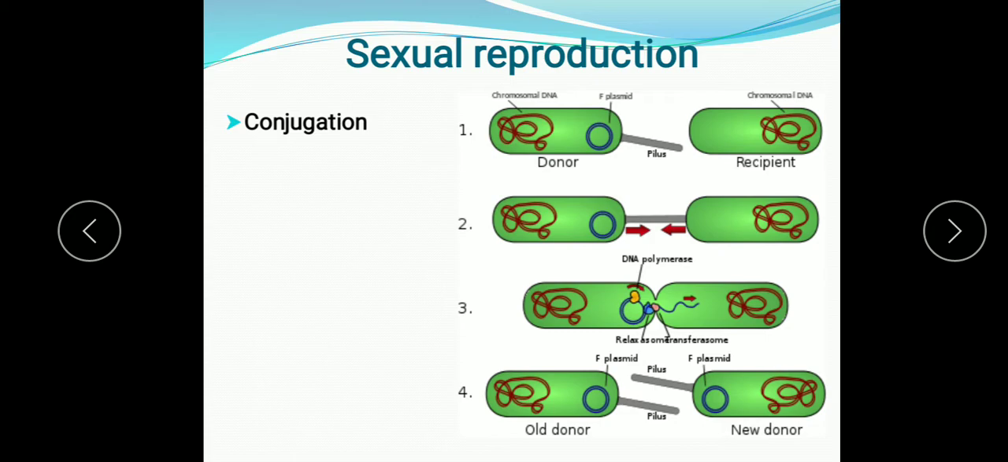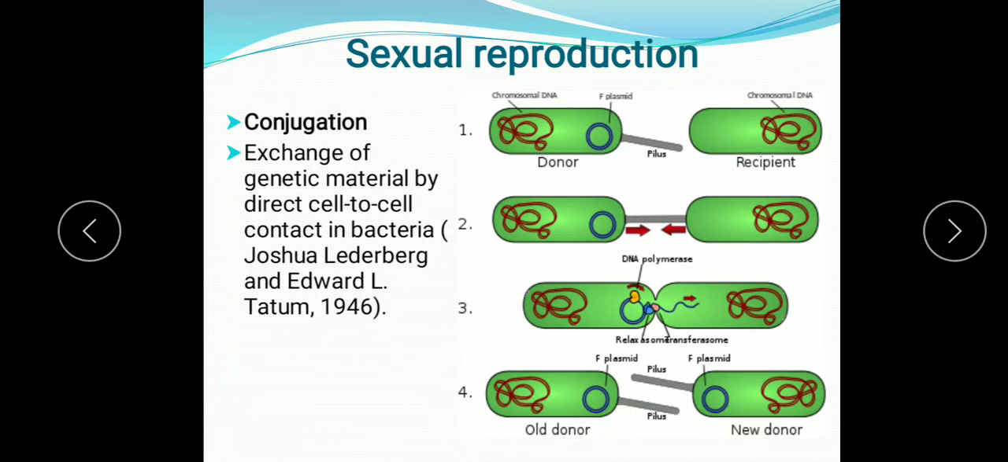What happens in the conjugation? It was discovered by Joshua Lederberg and Edward Tatum in 1946 in E. coli, that is Escherichia coli. The method of genetic recombination in which the bacteria exchange genetic material by forming the cytoplasmic bridge. A cytoplasmic bridge is formed, and through which the exchange of the genetic material takes place. So exchange of genetic material by direct cell to cell contact in bacteria, that is known as the conjugation.